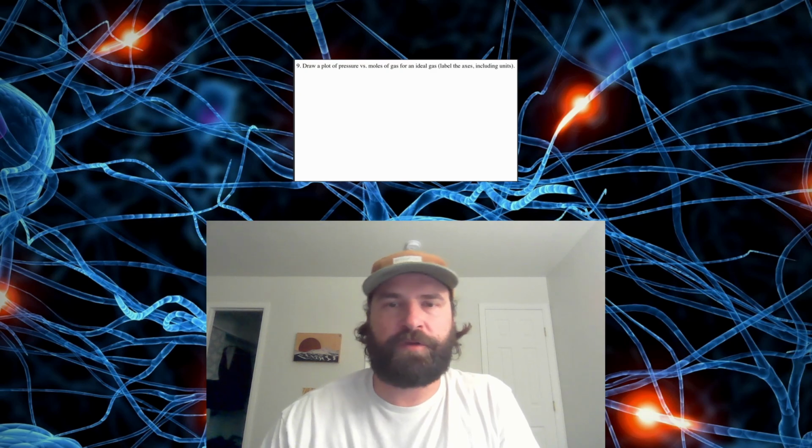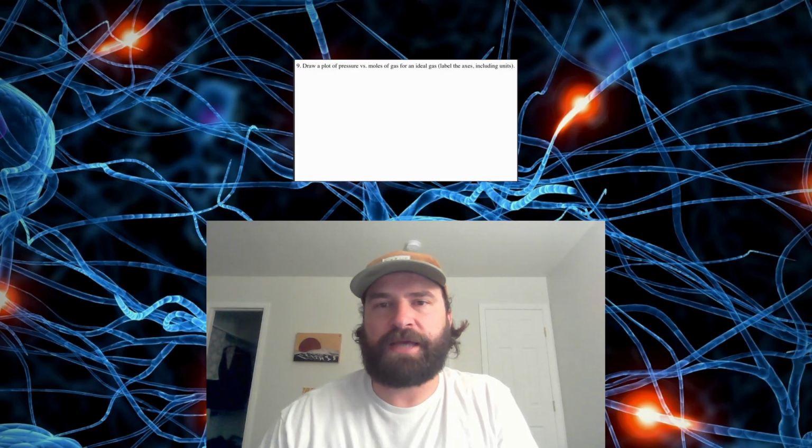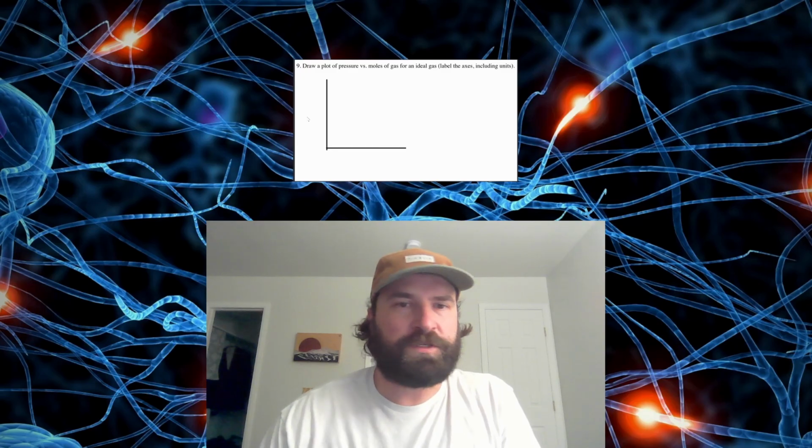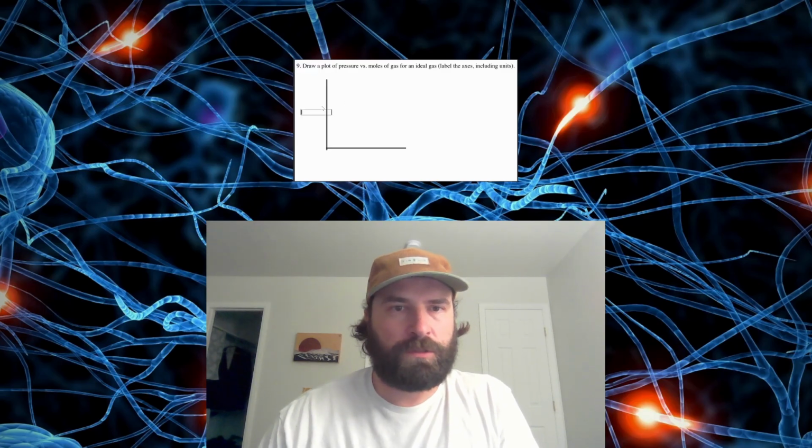All right, let's get into another chemistry question. This one says, draw a plot of pressure versus moles of gas for an ideal gas. Label the axes, including units. All right, well, let's draw some axes first. So there's our x and our y. We can just label them pressure and moles.